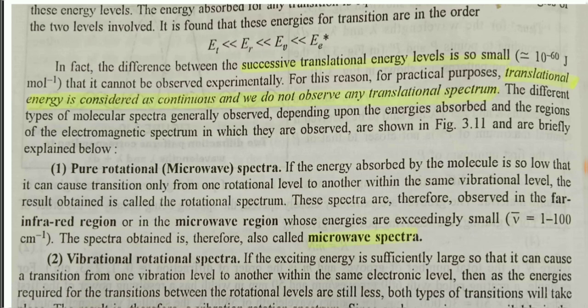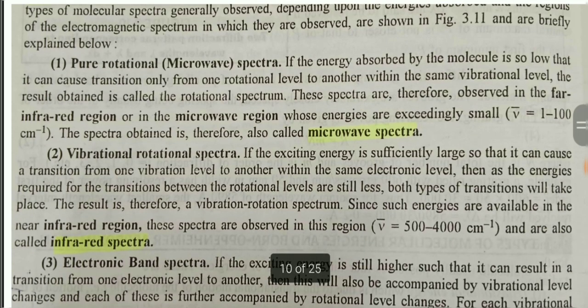For this reason, for practical purposes, translational energies are considered as continuous and we do not observe any translational spectrum. The different types of molecular spectra are generally observed depending upon the energy absorbed, and the regions of the electromagnetic spectrum in which they are observed are shown in figure 3.11 and are briefly explained below. First, pure rotational microwave spectra.